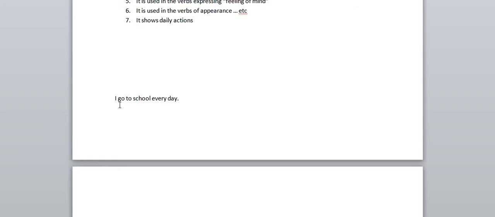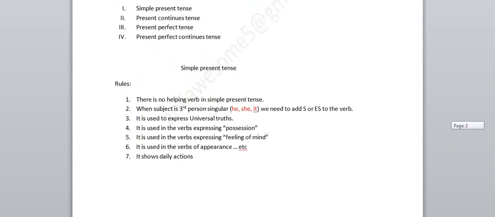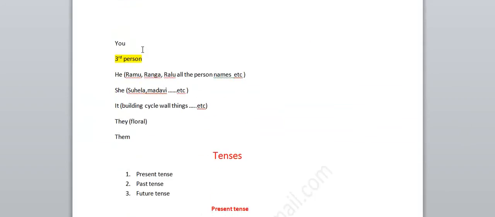There is one rule in the English language when the subject is third person singular. What is third person singular? Already I showed you: he, she, and it are third person singular. What is third person plural? They. Suppose you say Ramu and Ranga, it comes under plural. But when you say a single name, suppose Ramu, it is singular.